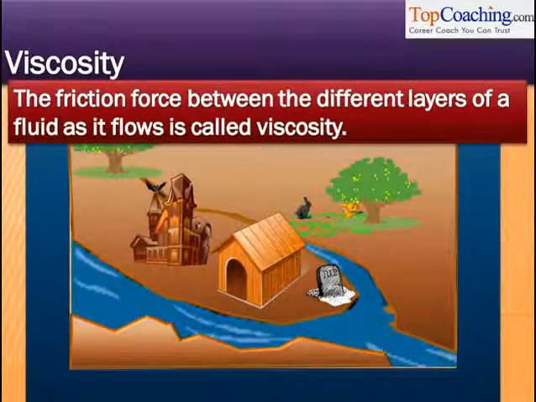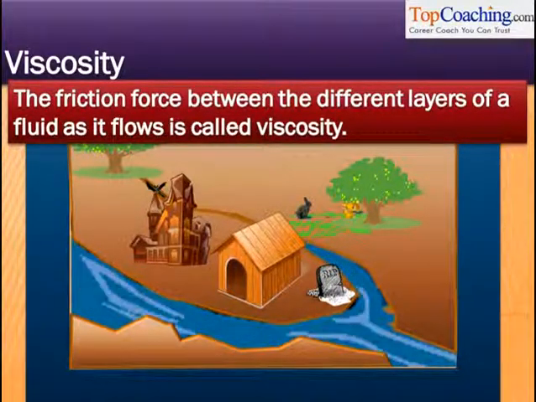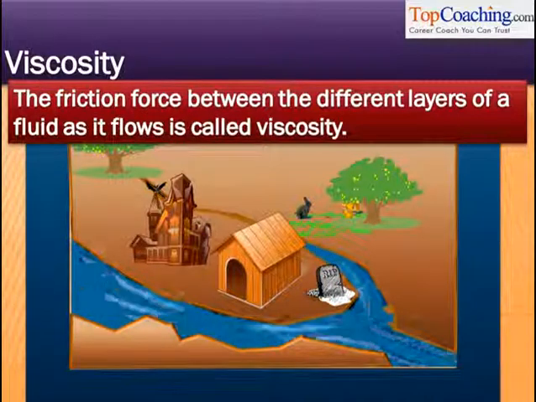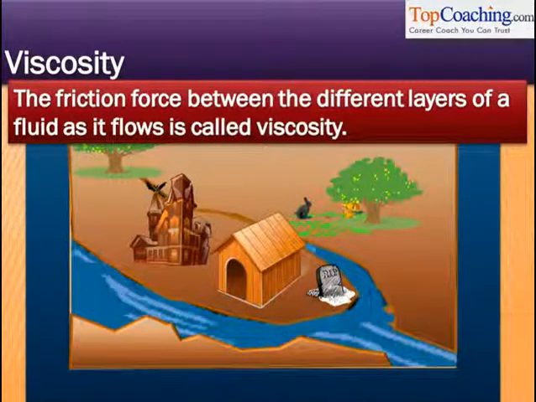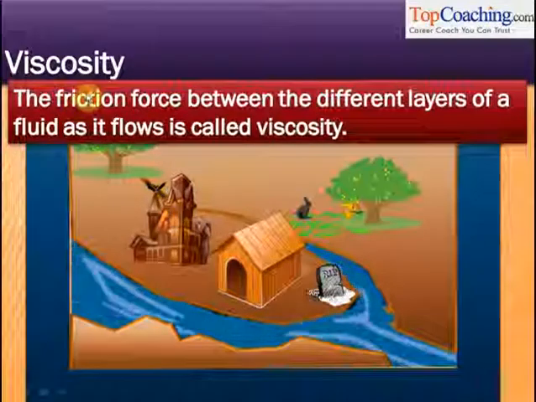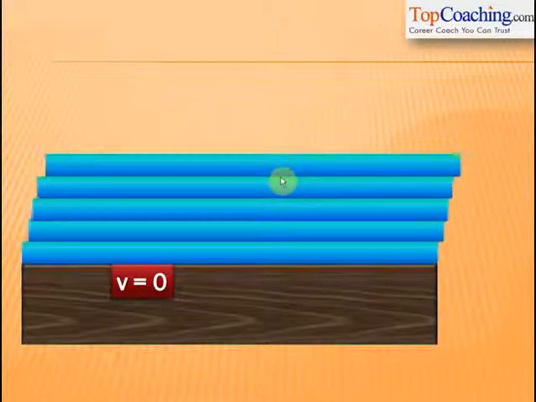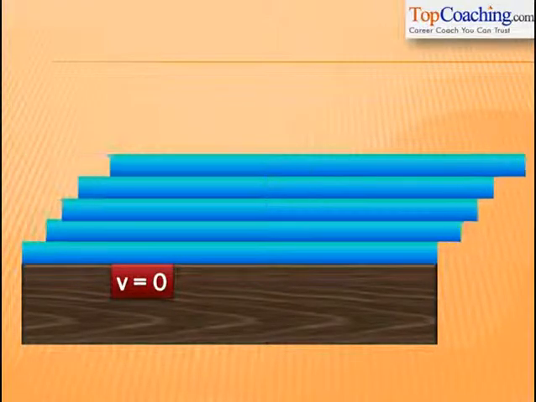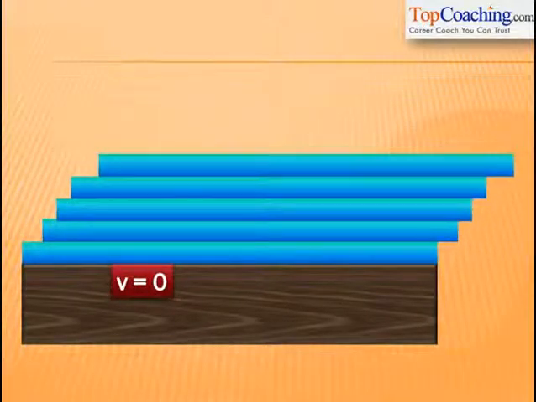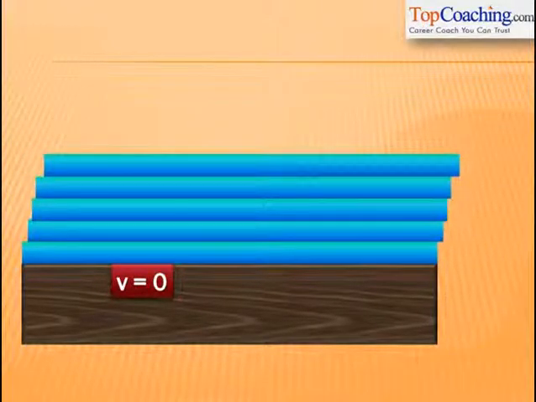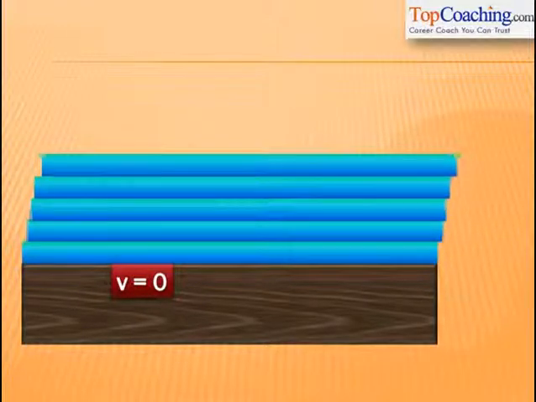So what is viscosity? When you look at a fluid flowing, a liquid flowing for example, then the friction force between the different parts of the liquid is termed viscosity. What does that mean? Take a look at water flowing on this wooden surface. If you really go close and magnify what is happening, then you will see different layers slipping over each other as water flows, or as any liquid flows.